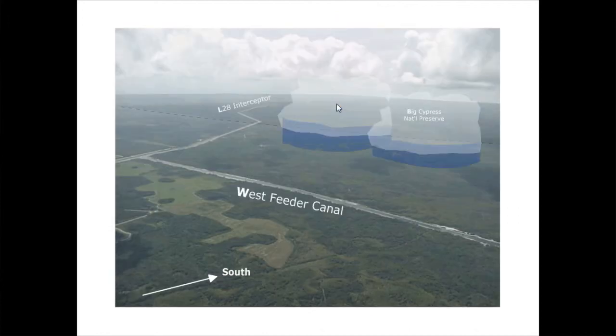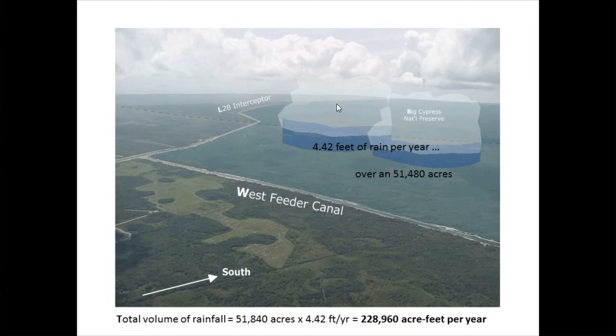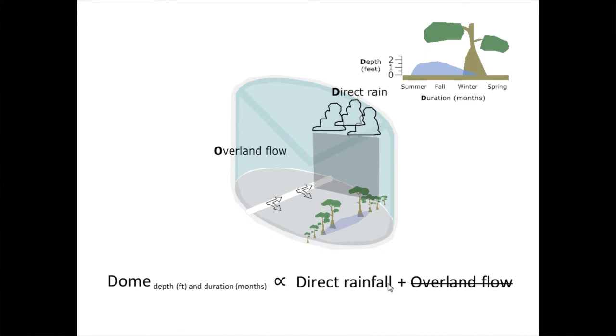So here come the clouds again. They rain at about 4.42 feet of rain per year. Remember, that's the 53 inches over a 52,000 acre area. So our total volume of water is about 229,000 acre feet of water per year produced by the rain in that area.